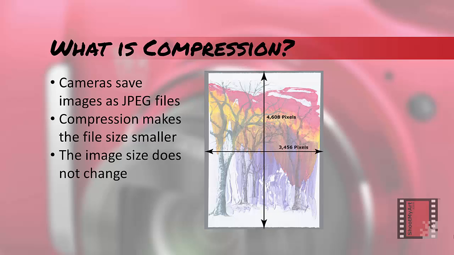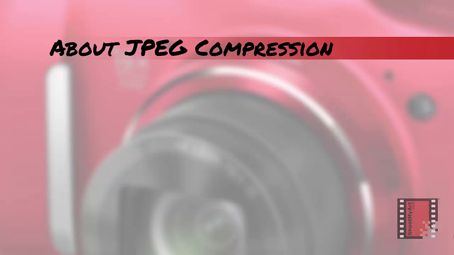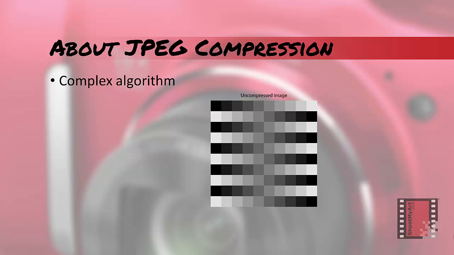Importantly, the camera does not change the image size during compression. In other words, the camera reduces the file size without changing the pixel dimensions of the image. Sounds like magic, doesn't it? The compression takes place by means of a complex computer algorithm performed by the camera on the image. At the risk of oversimplifying the process, an illustration may be helpful.